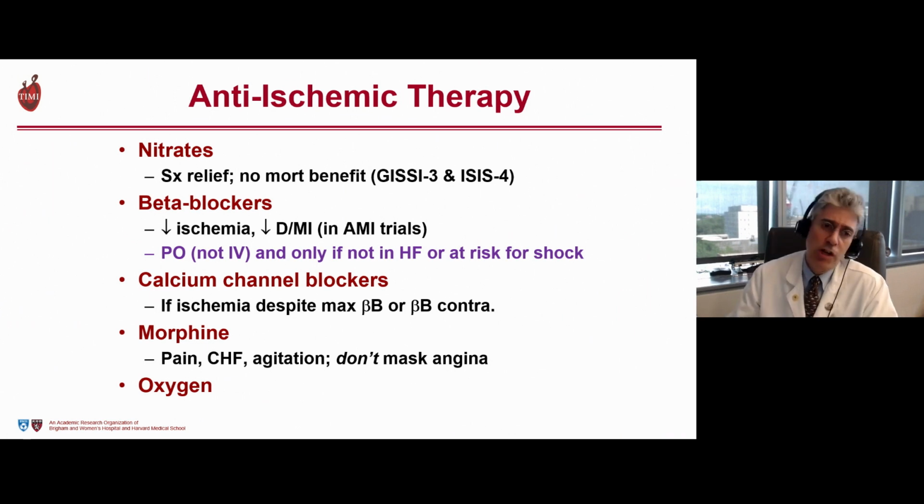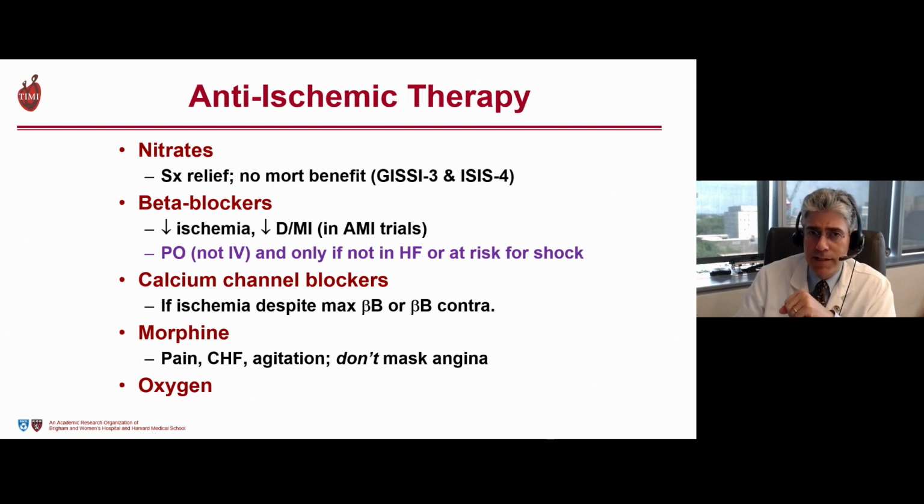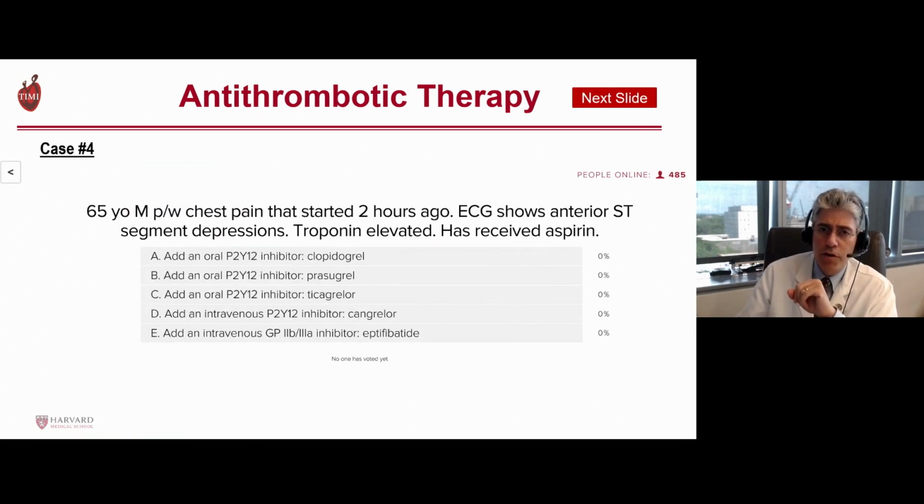Calcium channel blockers we generally avoid, only really consider them if the patient has ischemia despite maximum beta blockade, or if they can't get beta blockers because of reactive airway disease. That's pretty rare. And then morphine is reasonable to try to treat that little bit of residual pain, but you really don't want to mask refractory angina. And then oxygen if the patient's hypoxemic. So I won't dwell on that any further.